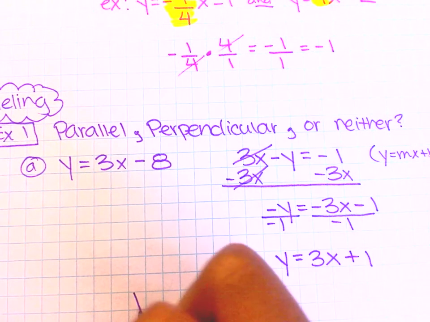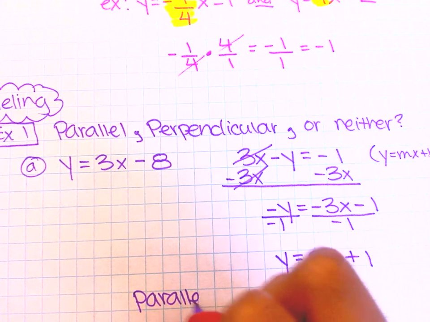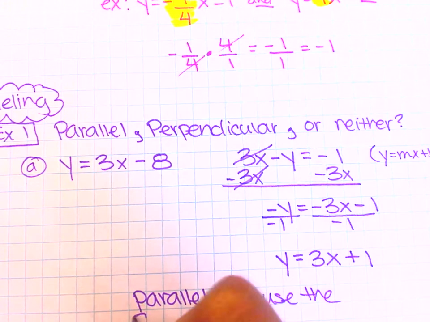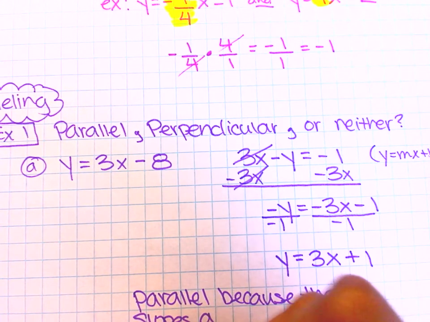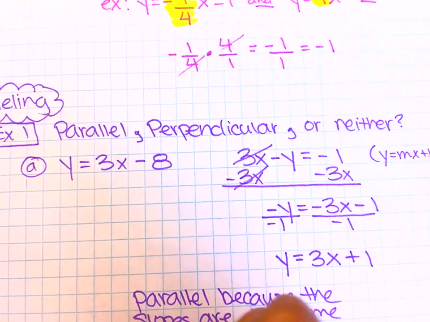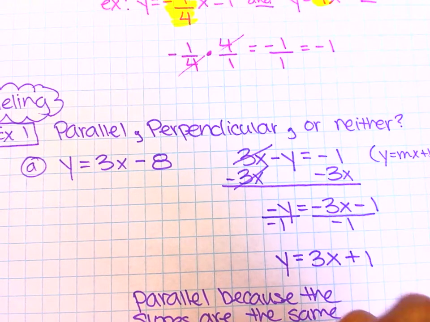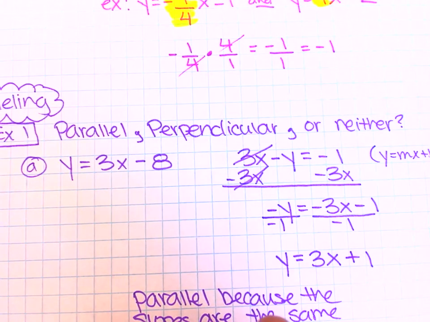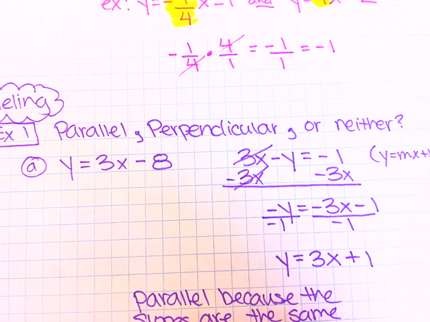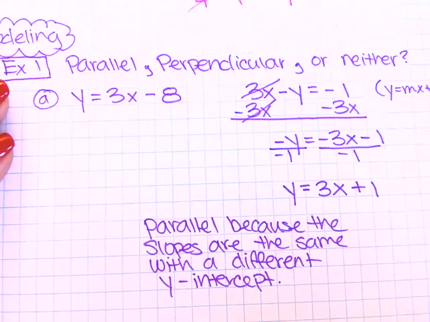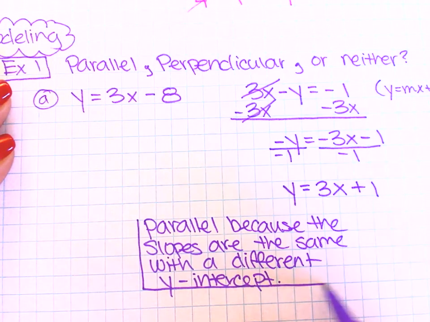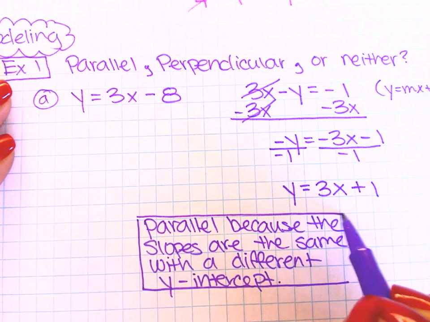Parallel. So your answer is parallel because the slopes are the same with a different y-intercept. Parallel because the slopes are the same with a different y-intercept.